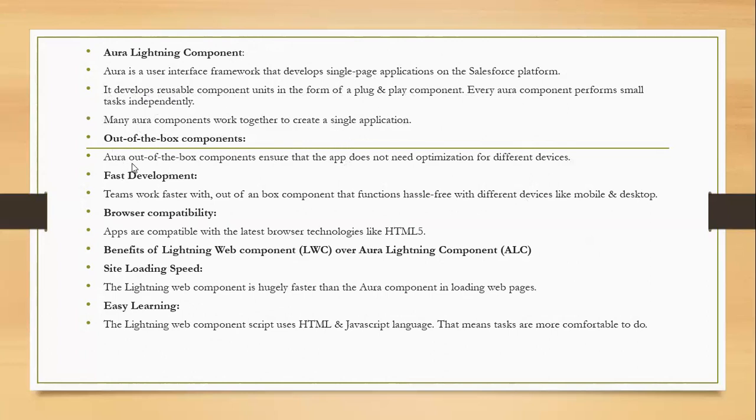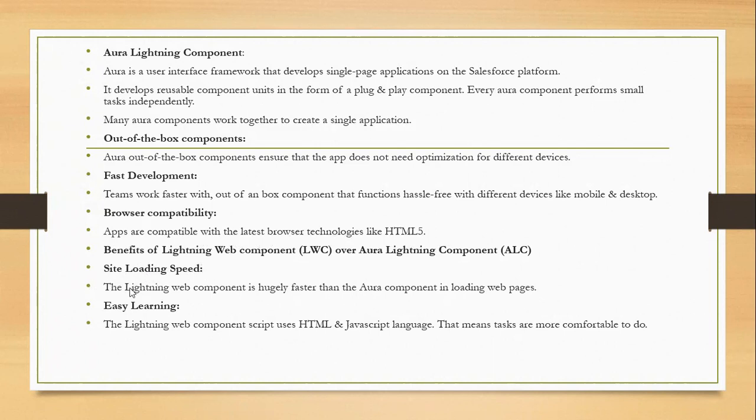Out-of-the-box components: Aura out-of-the-box components ensure that the app gets optimization for different devices. Fast development: teams work faster with out-of-the-box components that function hassle-free. They work on different devices like mobile and desktop browsers, with capability for the latest browser technology, just like HTML5. Next, the benefits of Lightning Web Components, LWC, over Aura components.